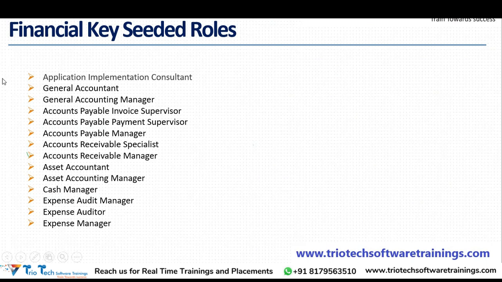So these are the roles that you can see: general accountant role, general accounting manager role, accounts payable invoice supervisor role. This will be the job role that needs to be assigned to people who are supposed to carry out the invoice. Similarly, accounts payable payment supervisor role. People who are supposed to supervise the payment related activities or carry out certain payment activities need to be assigned to this particular role.